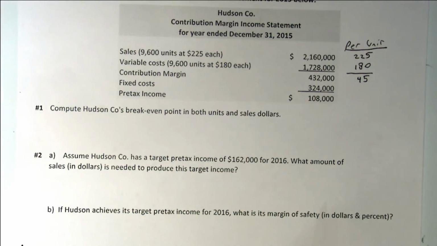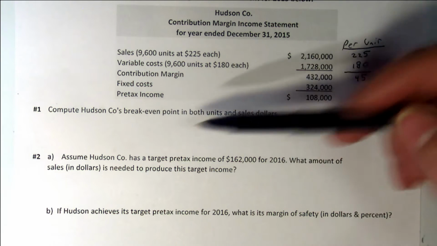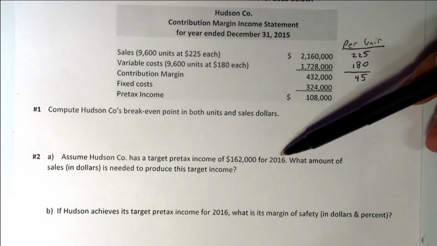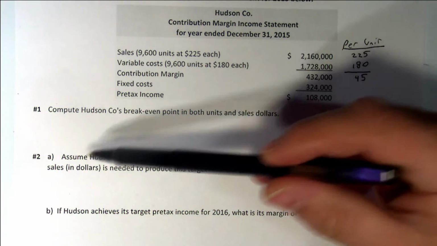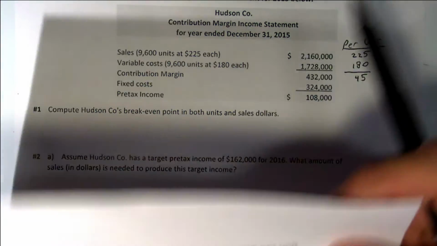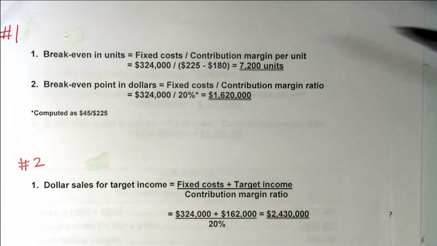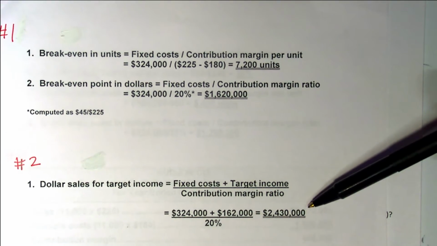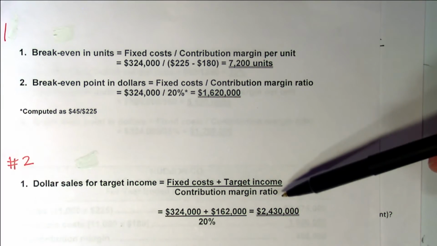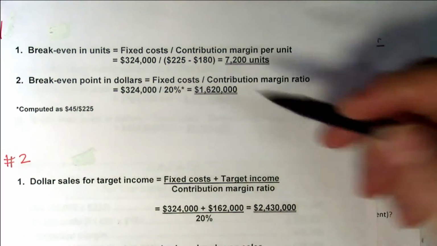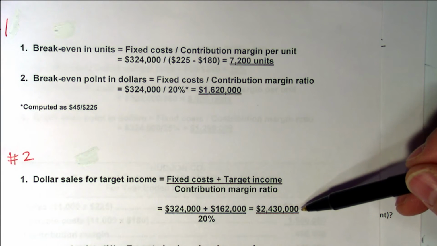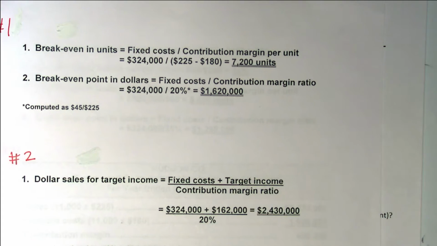Number two, assume Hudson Company has a target pre-tax income of $162,000 for 2016. What amount of sales in dollars is needed to produce this target income? Well, the answer to that is, did you get 2.43 million? Fixed costs plus target income over the CM ratio, since we want dollar sales, and that equals 2.43 million. If our sales are 2.43 million, our bottom line will be 162,000. Cool?